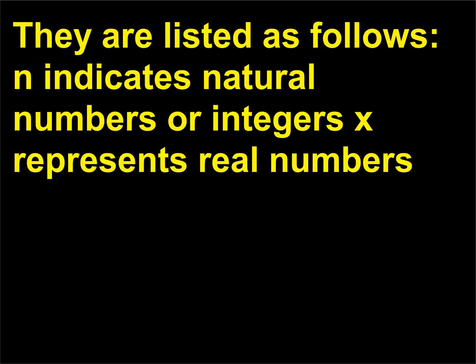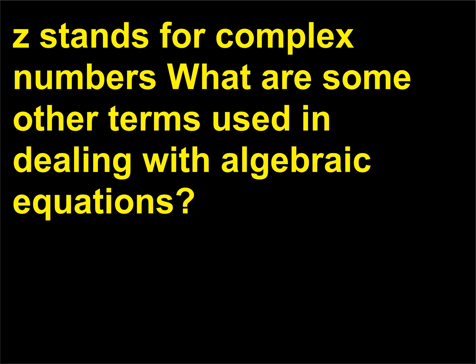They are listed as follows: n indicates natural numbers or integers, x represents real numbers, Z stands for complex numbers.